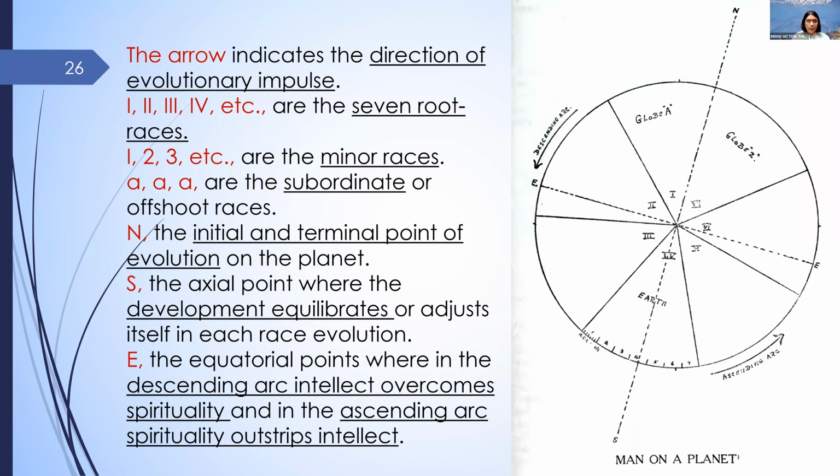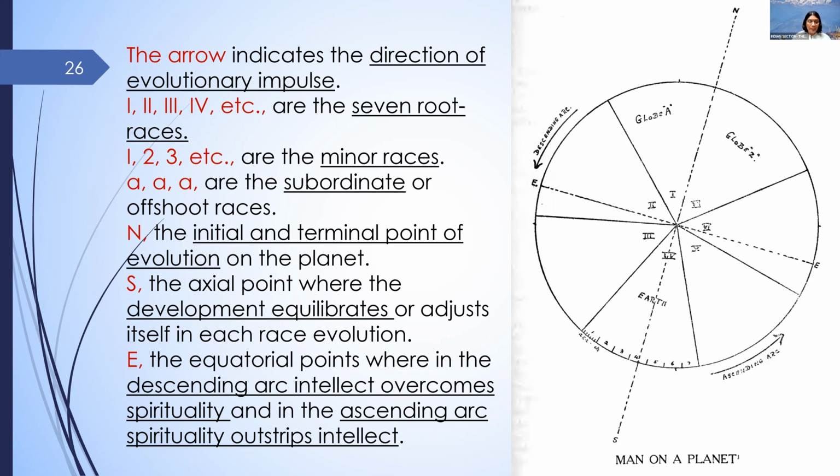Then within the 4th root race, where you find the Roman number 4, that is the 4th root race. There you can see at the periphery, there are subdivisions 1 to 7. They will indicate the minor races or the sub races of the 4th root race. And within each sub-root race, there are the branch or the subordinate races. Then in the diagram, you can see the axis, the north-south axis, which is indicated by N at the top and S at the bottom.